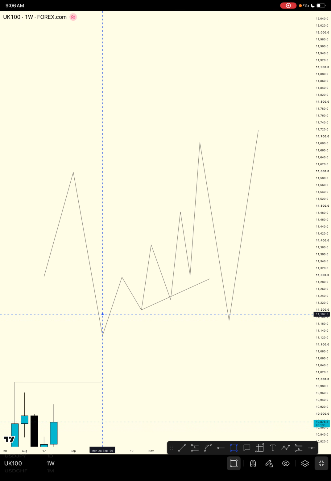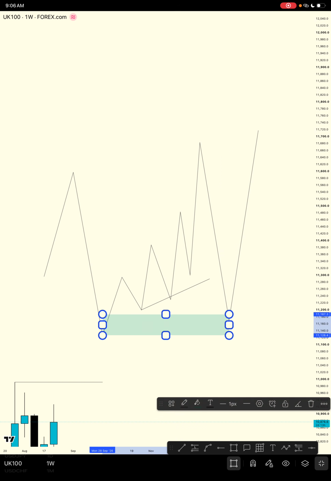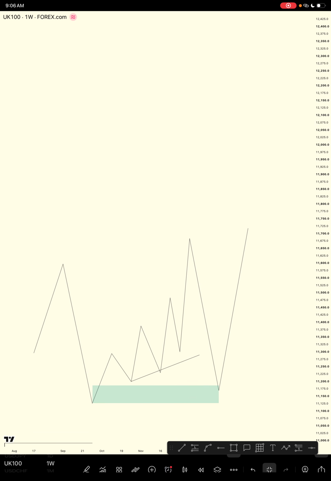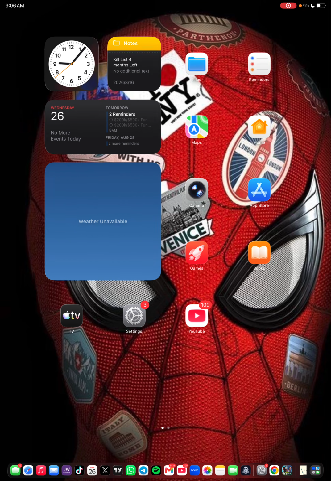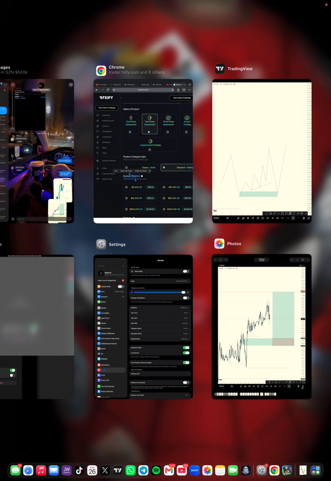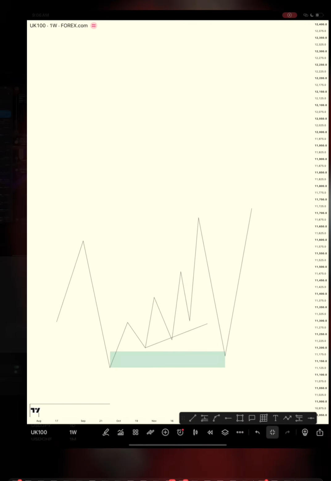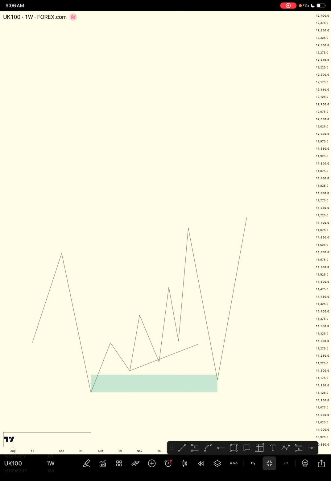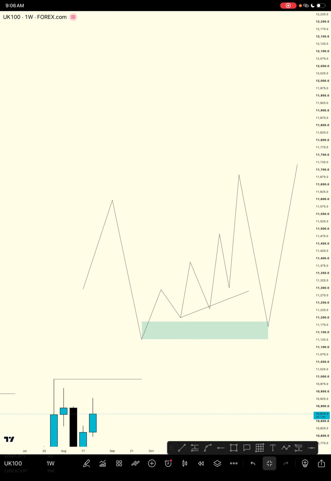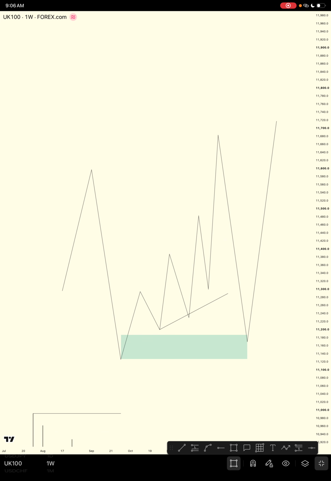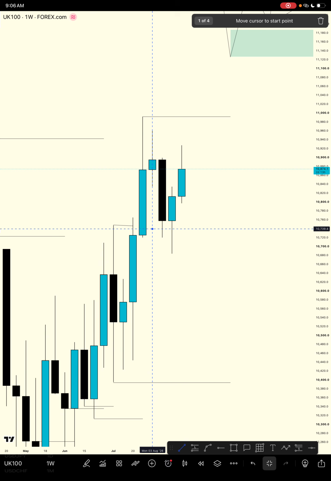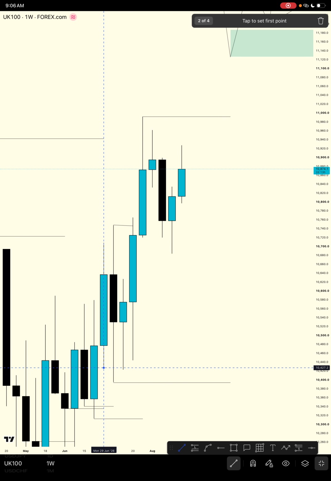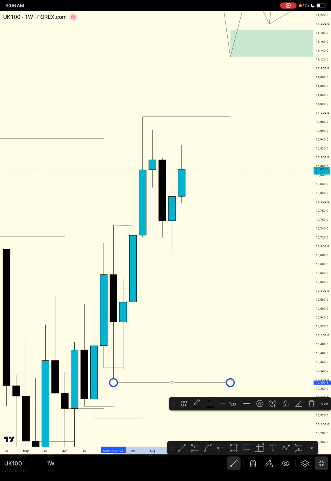And this will become my area of interest for the next buy. So this will be my interest for the next buy, and so this will be my next interest for the next buy here. And now for this particular one, this is my sweep of liquidity, and this low is what is protected.